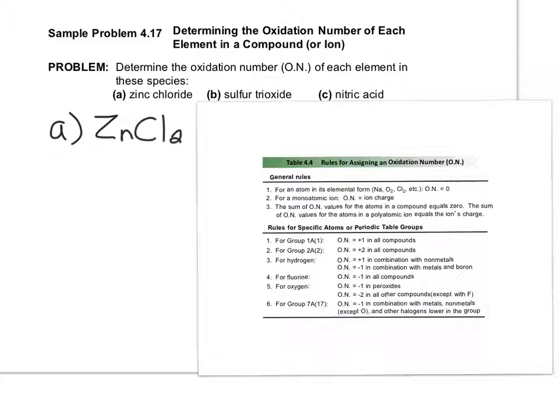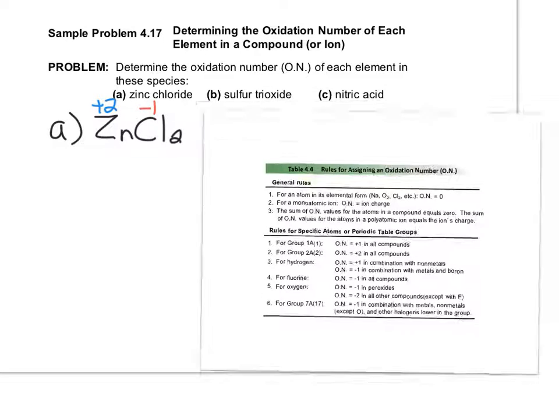So I'm going to write in red here a -1 above that chlorine. Okay? That means that it has an oxidation number of -1. I do not have a rule for zinc, so how the heck am I going to figure this out? If you notice, general rule number 3, the sum of oxidation values for the atoms in a compound equals 0. So if I add up the oxidation numbers for the chlorine and the zinc, they're supposed to equal 0. So if this is -1, and I've got 2 of them, 2 times -1 is -2. I have to ask myself, what plus -2 equals 0? The only answer there is +2, right? So the oxidation number for zinc is +2, so that they can add to equal 0.